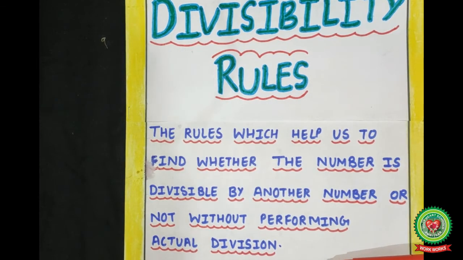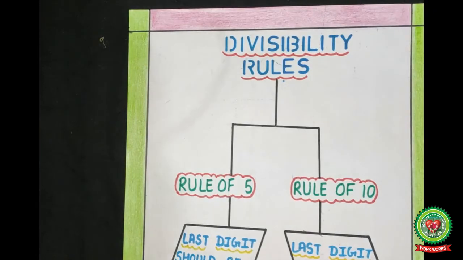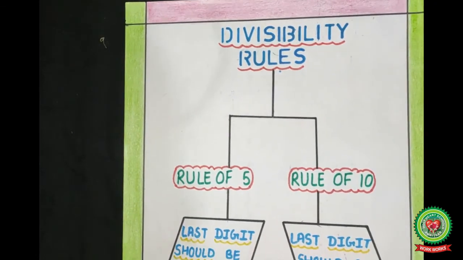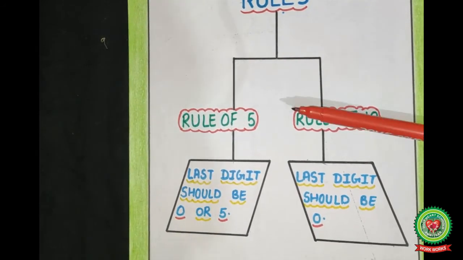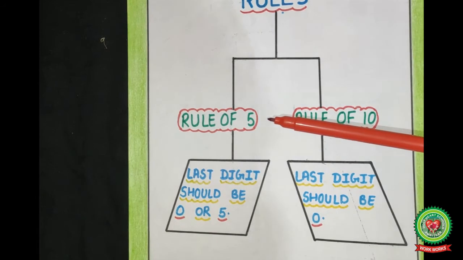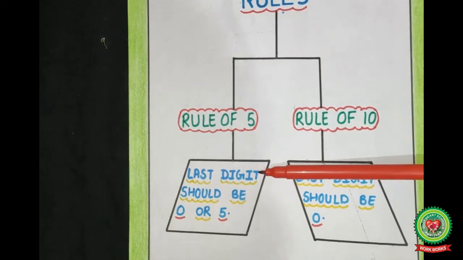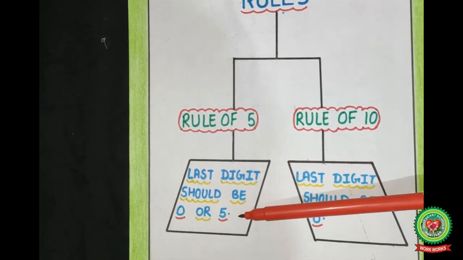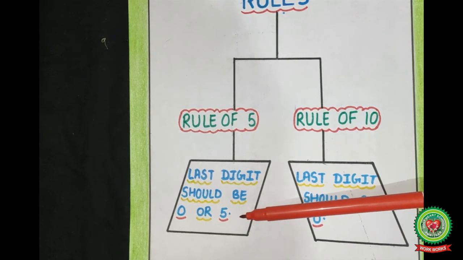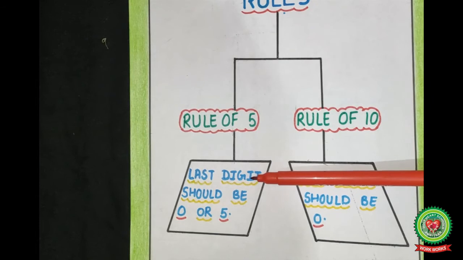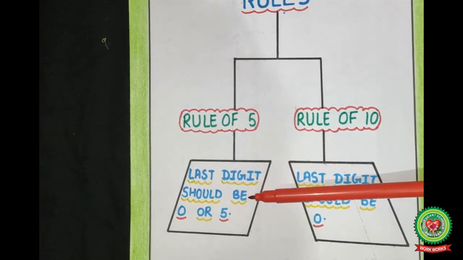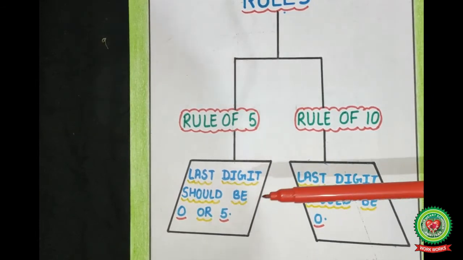Let's discuss the divisibility rules. First divisibility rule is divisibility rule of 5. Students, divisibility rule of 5 is last digit should be 0 or 5.